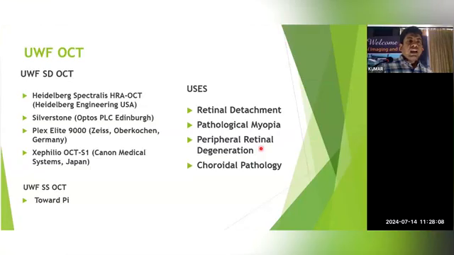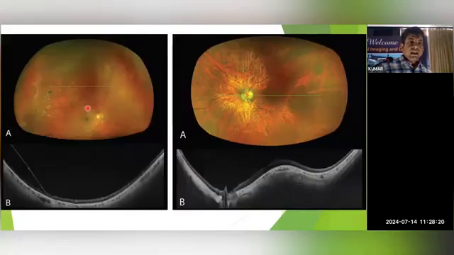Other systems we have are ultra wide field OCTs, which are available now and are used in retinal detachment, pathological myopia, peripheral retinal degeneration, and choroidal pathology. So this is an example. This patient had a choroidal retinoschisis in the periphery. If you do an OCT in the macula, you will miss that. But if you do it in the periphery, you can easily pick up the retinal split here.